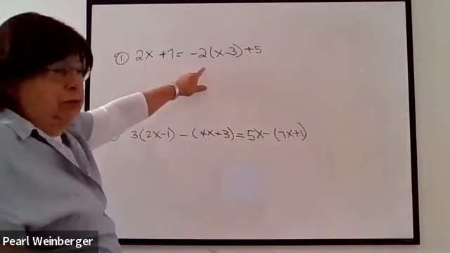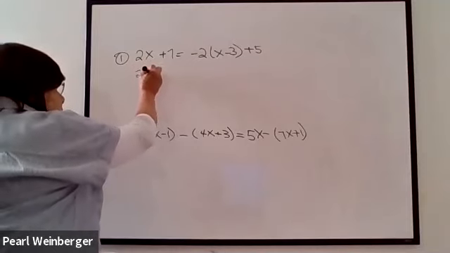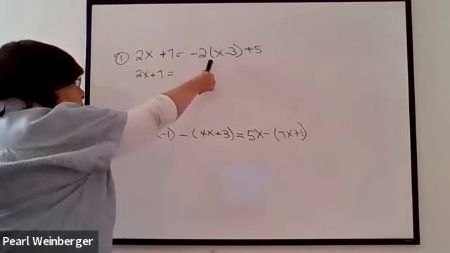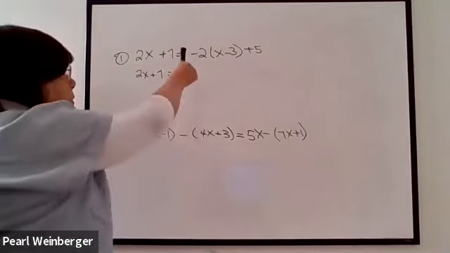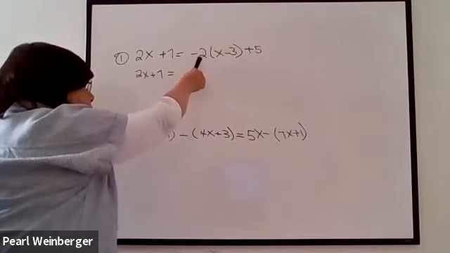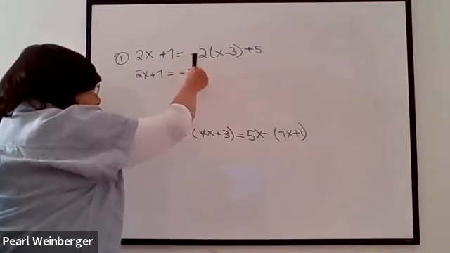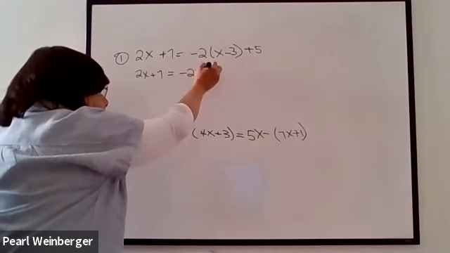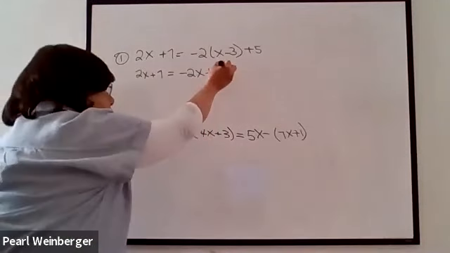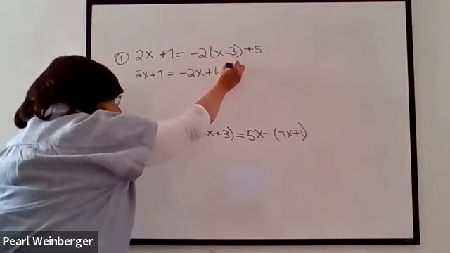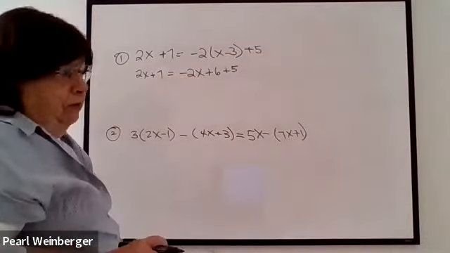So the first thing I'm going to do is leave this 2x plus 7 alone. And I'm going to remove this parentheses by multiplying everything by -2. That's called the distributive property. We're distributing the -2 to each of these terms. So -2 times x gives me -2x, and -2 times -3 gives us +6. Don't forget, a negative times a negative is a positive. And then I'll just do plus 5. So I've removed the parentheses.